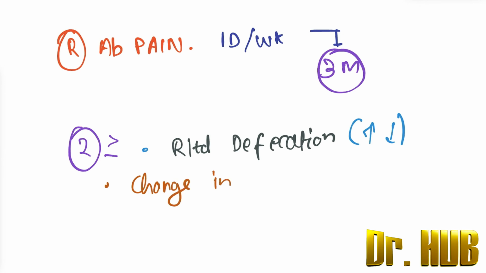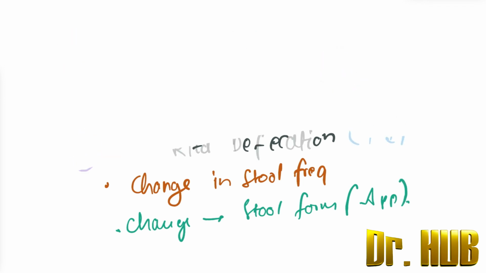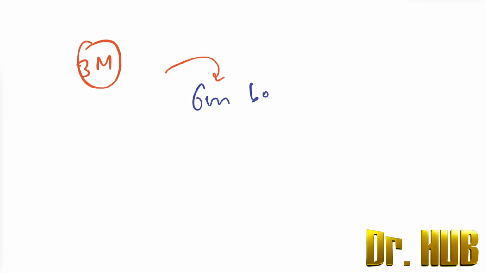So this is a change in the stool frequency. Next will be the association with a change in the stool form, or appearance. These criteria must be fulfilled for 3 months, with the onset of symptoms at least 6 months before the diagnosis.